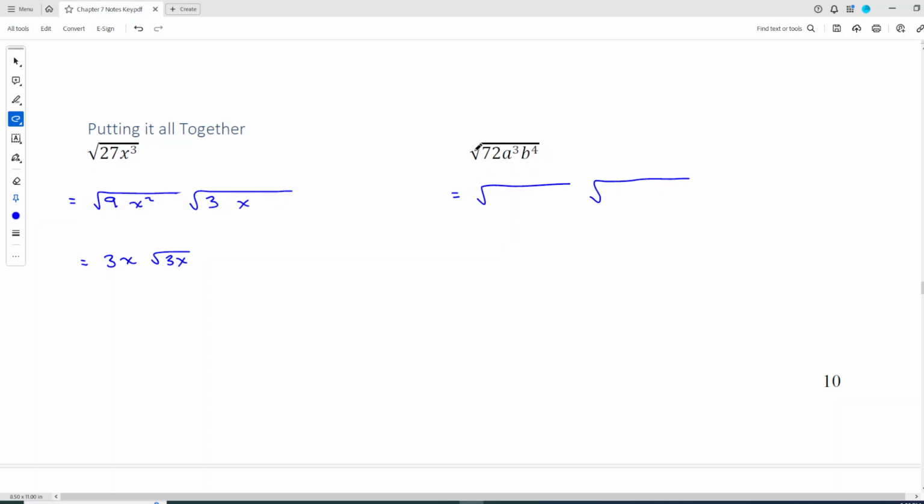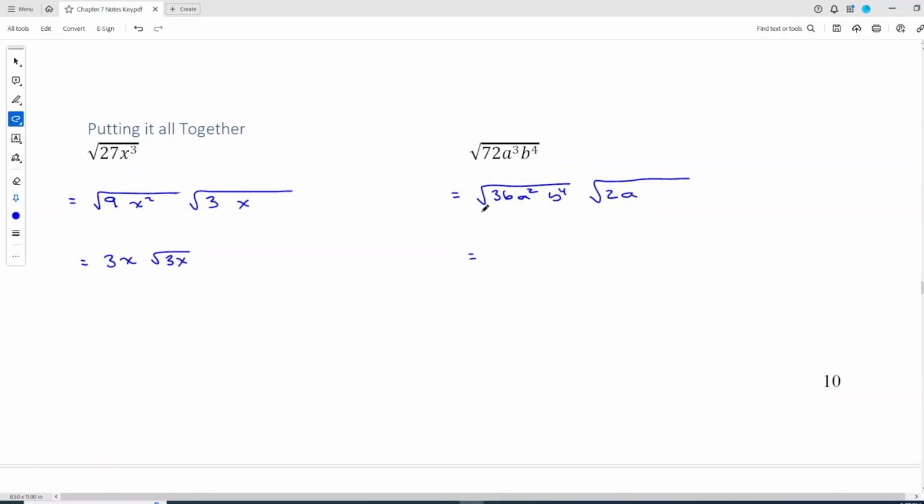So again, we're going to simplify 72. You could do prime factorization or not. I do find that the more you do these, you'll start seeing some repetition, since they don't ask that many numbers. We've already seen 27, we've already seen 72. So the highest perfect square that goes into 72 is 36, which leaves a 2. The highest perfect square that goes into a cubed is a squared, which leaves an a. And the highest perfect square that goes into b to the 4 is b to the 4, with no leftover.